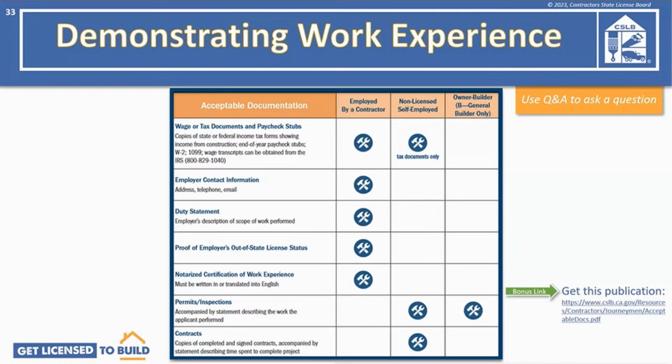On the lower right of the screen, you'll see a link to this publication on our website, along with additional information on experience documentation. If you look at the chart, you can see the first column is for documents you can use if you were employed by a licensed contractor. The second column is for documenting your experience if you've been self-employed. The third column is for documentation you will need if you're applying for a Class B general building contract.